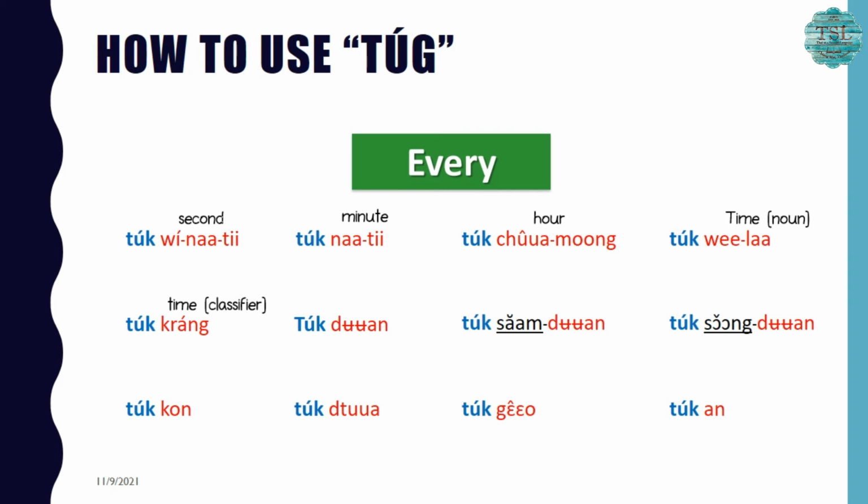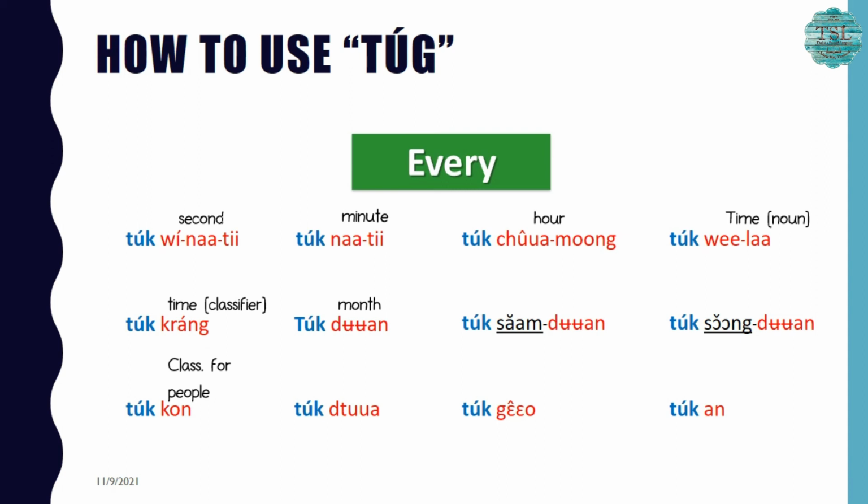ทุกเดือน. เดือน means month, so ทุกเดือน means every month. ทุก 3 เดือน, every 2 months. Sorry, every 3 months. And then ทุก 2 เดือน, yes, this one is every 2 months. And then ทุกคน. คน means human or people, it is a classifier. So ทุกคน means everybody, everyone.